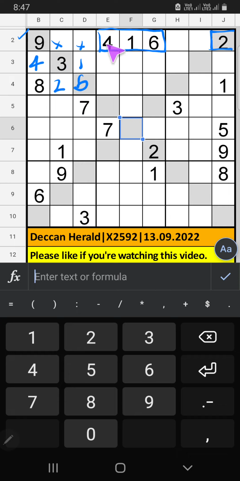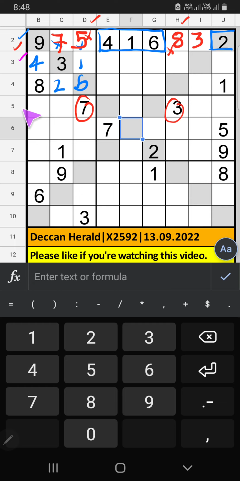Then in the first grid, 2 numbers are remaining, 7 and 5. In column D we have 7, so 7 can't come in this cell. 7 is confirmed here. Then 5 is here. In the second row, 2 numbers are remaining, 3 and 8. In column H we have 3, so 3 can't come in this cell. 3 is confirmed here. Then 8 is here.